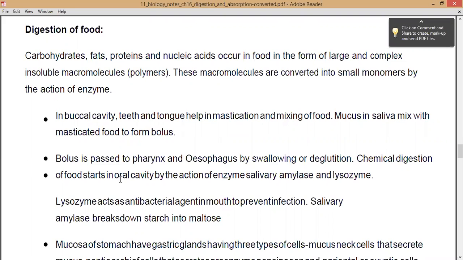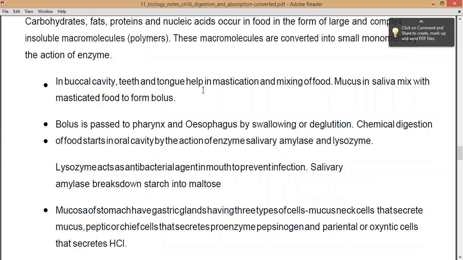Now, in the buccal cavity, teeth and tongue help in mastication and mixing of food. Mastication is the breakdown of the food, and mixing of food is carried out with the use of saliva. So mastication is the breakdown of complex food. Whatever food you are eating has a shape. For example, if you are eating a pizza, it has a shape, but when you are chewing it, whatever tearing and grinding takes place in your mouth, that is mastication.